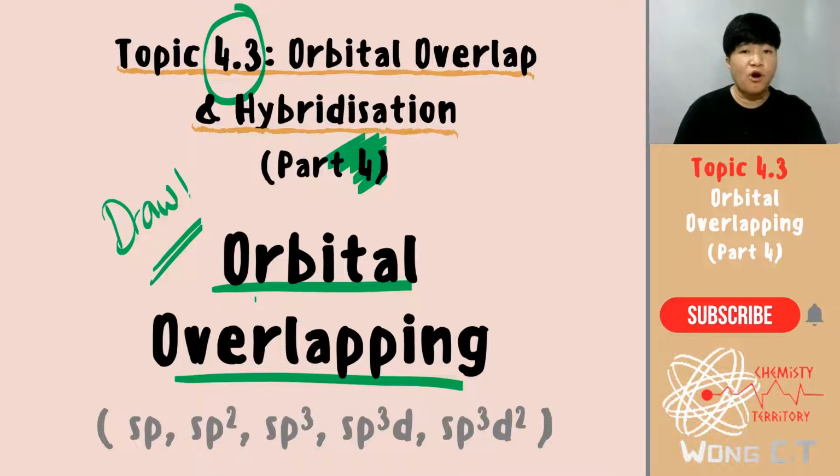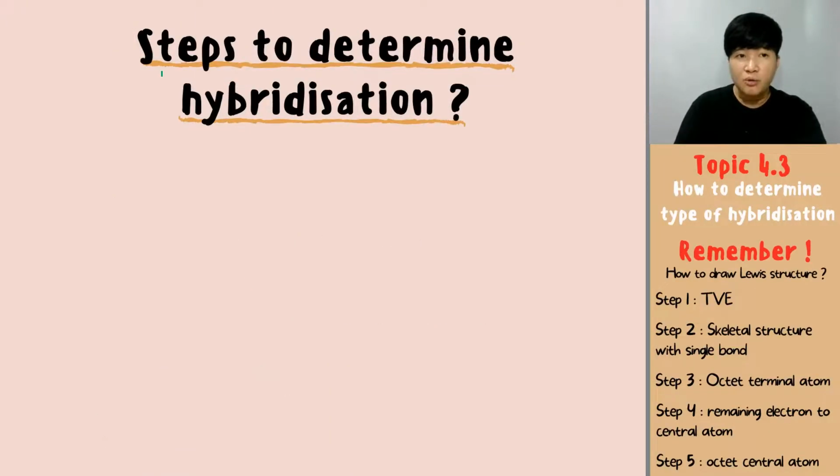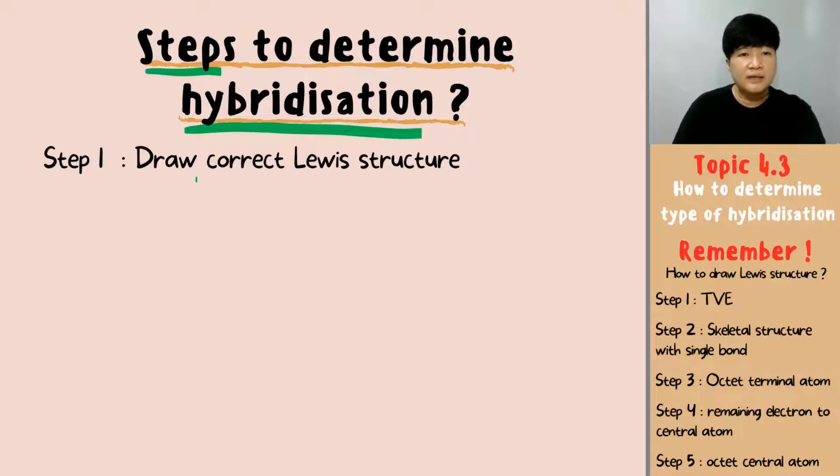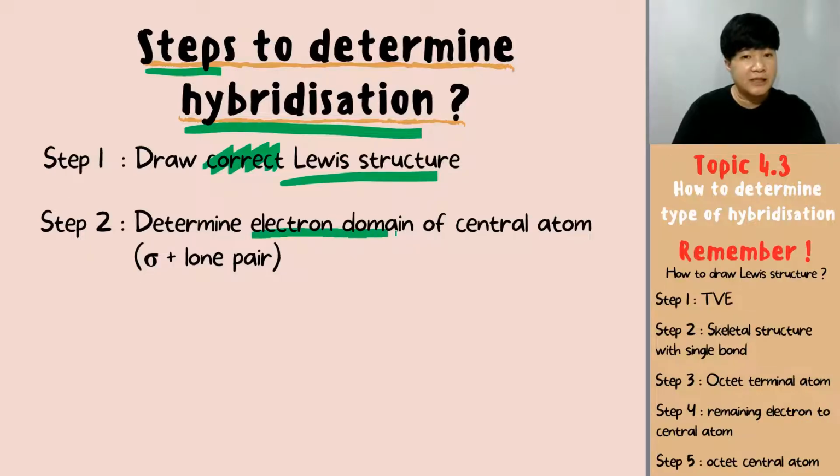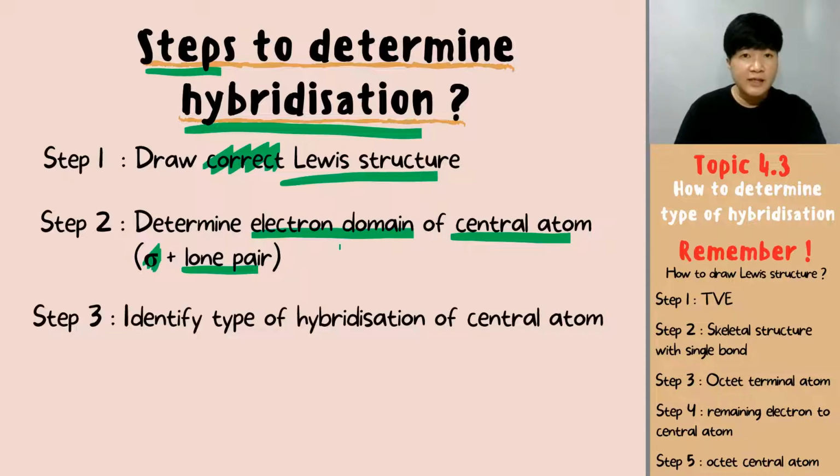But before we go into orbital overlapping, you still need to know the hybridization of the central atom first. Therefore, let's recall how to determine the hybridization of your central atom. Step 1 is definitely the correct Lewis structure. From the correct Lewis structure, you can determine the electron domain. The electron domain of the central atom is determined by using the formula sigma plus lone pair. Alright, I hope you still remember this. From the electron domain, you can then identify the type of hybridization of the central atom.